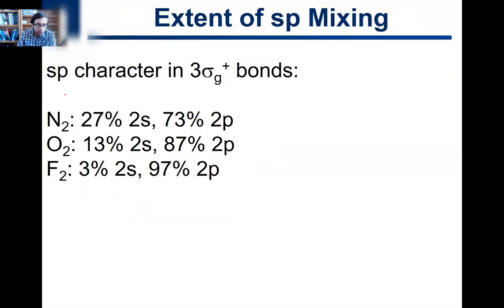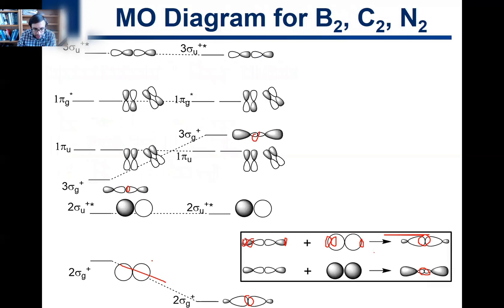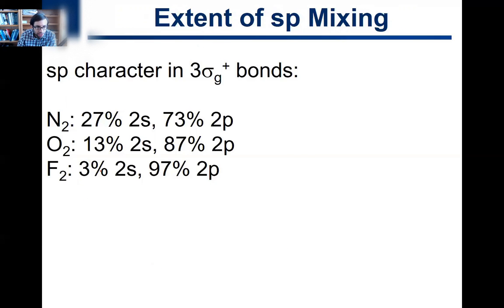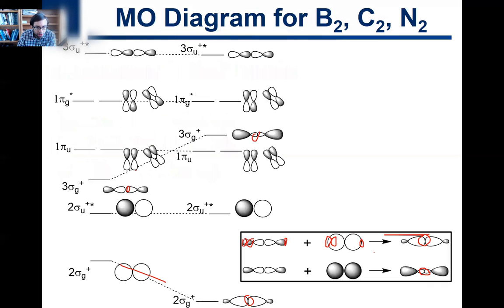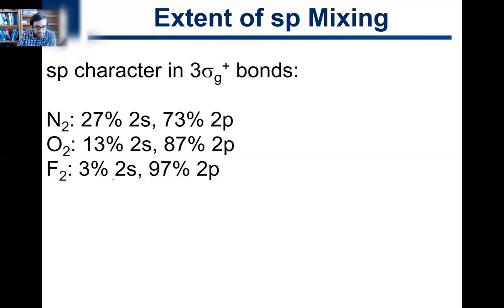And you can do quantum mechanical calculations and figure out how much SP character is in the 3 sigma g bonds there. And if you do that, you can see the 3 sigma g bond is this one. So it's mostly P in character because it came from P orbitals. And you can see that there's very little S character that would be representative of mixing in fluorine because that's a very heavy element relatively. And so the 2S and the 2P are very far apart, little mixing.